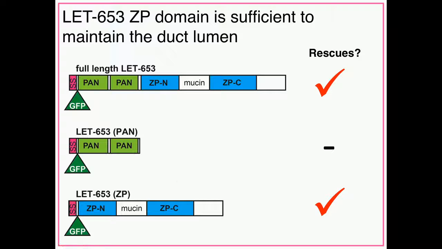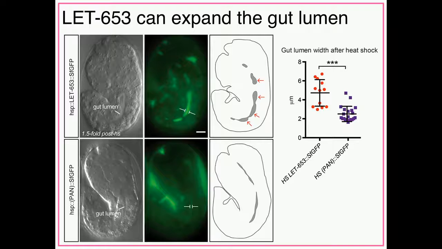Now, we wanted to know whether LET653 was actually able to expand a lumen. So we expressed our LET653 fusion proteins in the C. elegans gut, which is a much larger multicellular lumen that does not normally express LET653 or develop a cuticle. And the full-length protein was able to expand this lumen, but the pan domains were not. So again, this is consistent with the idea that the LET653 ZP domain might be able to expand the duct lumen.